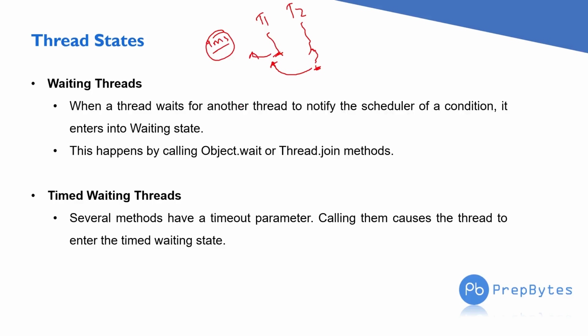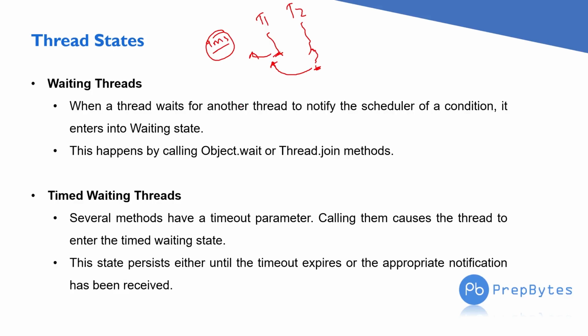That is what it says. This state persists either until the timeout expires or the appropriate notification has been received. There are two cases, whether the 9 milliseconds is complete or T2 is complete and it gives the notification. In these two cases T1 will start the execution. Fine. So this is the time waiting state, and we will see this in detail when we see these other methods. Next, we can use the thread.sleep method and timed versions of other methods. These two points, waiting threads and time waiting threads, will be very clear when we actually see these methods in action.